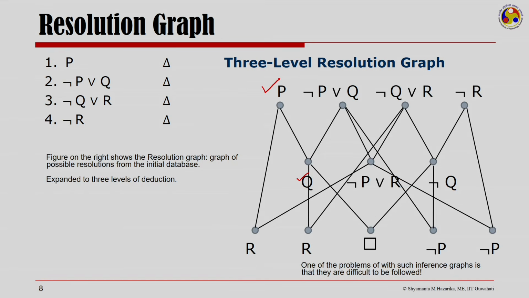Now, one of the problems with such inference graphs, as you can see, is that they are very difficult to follow, and we would love something in a linear form. So, if we want to encode such graphs in a linear form, we would rather keep the sequence of the resolution, and that is done by something called a resolution trace.